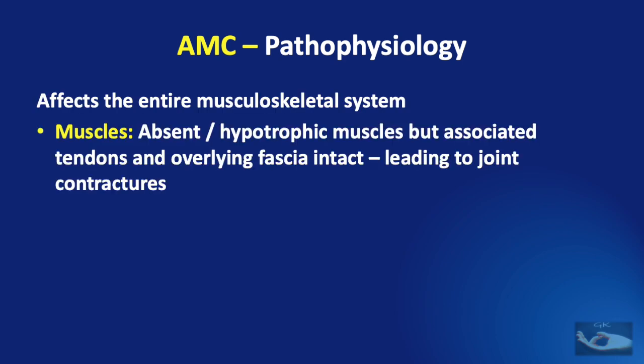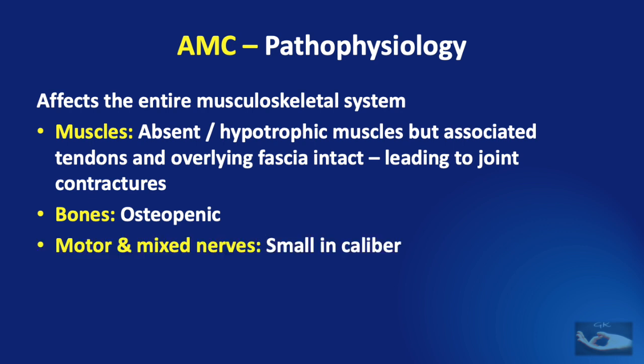As far as the muscles are concerned, absent or hypertrophic muscles are seen, but associated tendons and the overlying fascia usually remains intact. As a result of this, as the child grows, these non-contractile tissues, that is the tendons and fascia, can tether the joints, leading to joint contractures. The bones are usually osteopenic, the cortices are thick, but the bones are small in diameter, with the medullary canal being almost nearly absent.